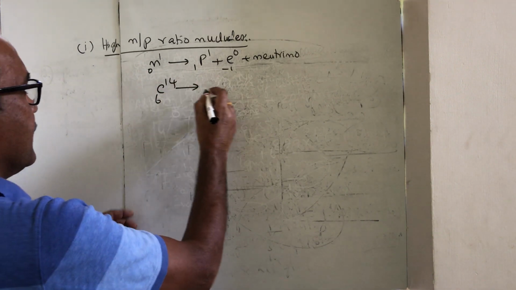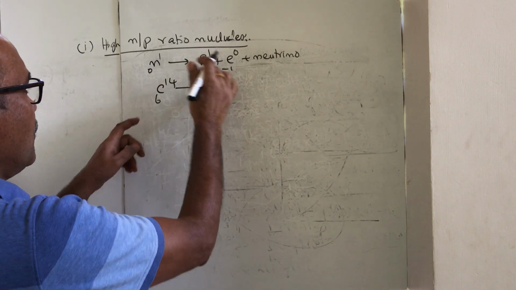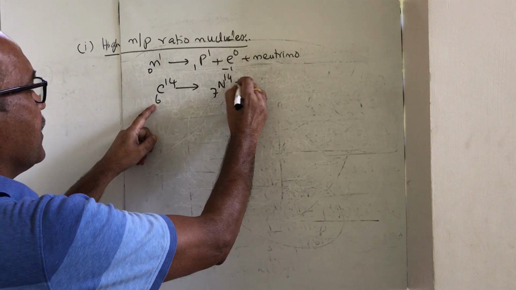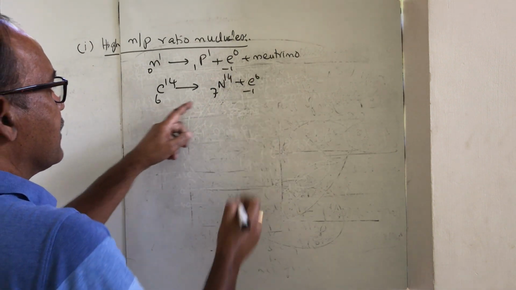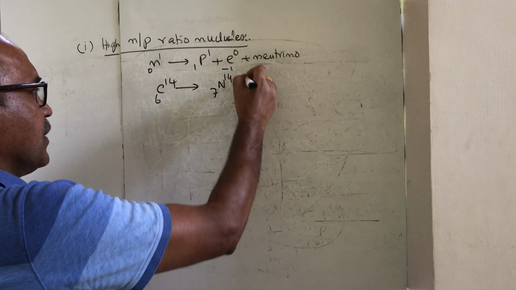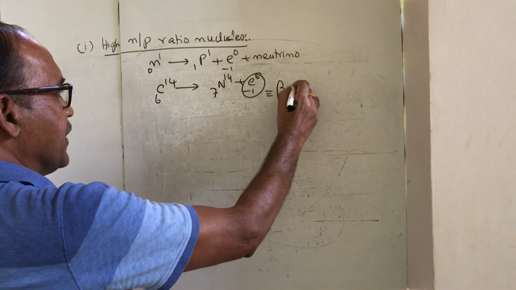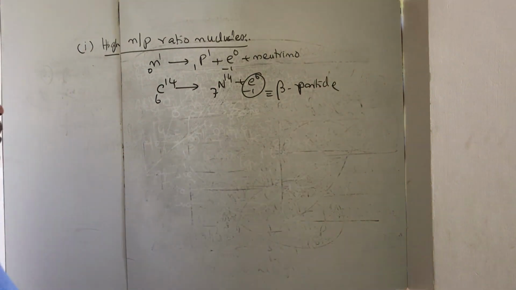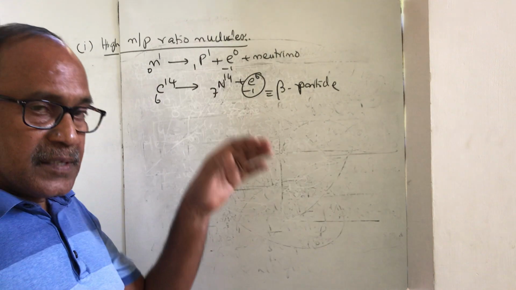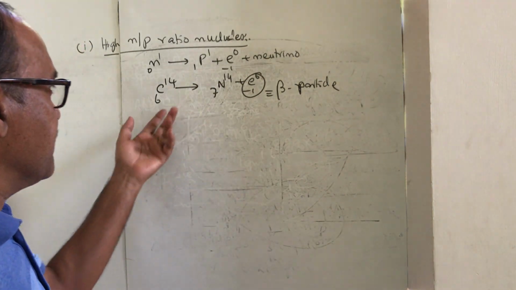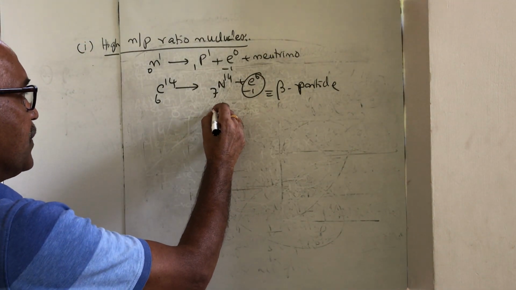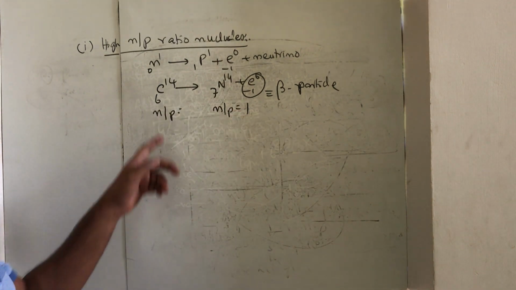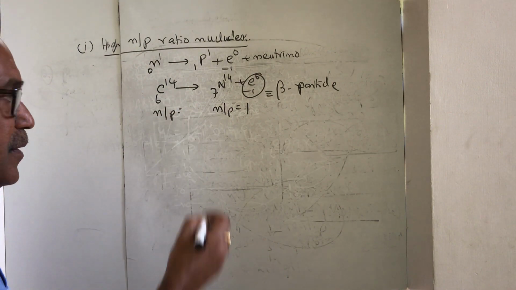Example: carbon-14, atomic number 6. Here the neutron number is decreasing. Here it gives nitrogen-14, atomic number 7, along with an electron. This electron which is coming out is called a beta particle. So by the emission of a beta particle, stability is attained. They fall into the zone of stability. You can see the N by P ratio is more than 1.